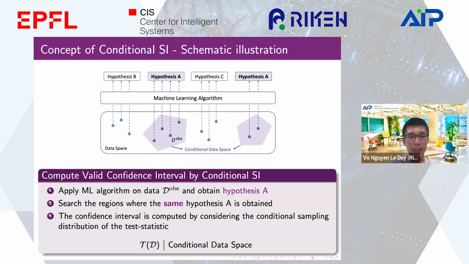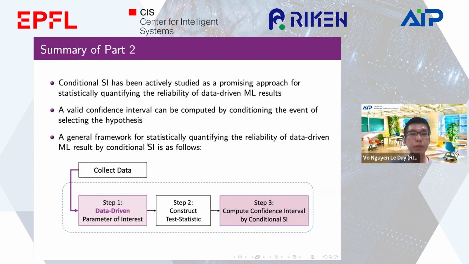And finally, at the final step, the confidence interval is computed by considering the conditional sampling distribution of the test statistic, conditioning on the conditional data space that we identified at the second step. So by doing the conditional inference, we can remove the selection bias in the data-driven machine learning, and we can conduct exact statistical inference for the data-driven machine learning result.